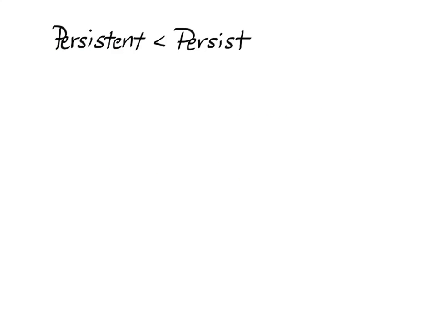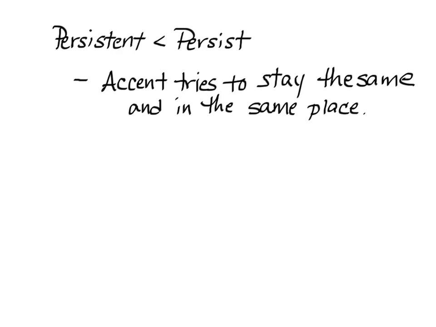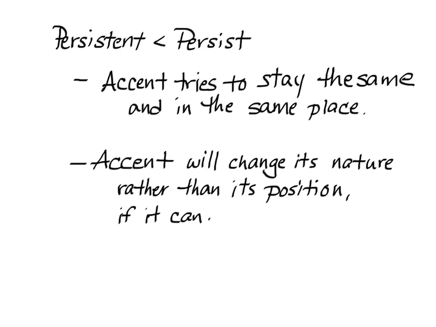The term persistent in persistent accent comes from the word persist, and it means that on Greek words that have persistent accent, the accent tries to stay, persist, as the same accent and in the same place on the word. An accent will change its nature, for instance from a circumflex to an acute, rather than its position if it can. We've seen persistent accent during the video for the general rules for accent, where we saw that anthropos could have its acute on the first syllable because it was comfortable with the short syllable at the end. Anthropos is the form of the word man or human being that tells us where the accent wants to persist, on that alpha at the beginning of the word.